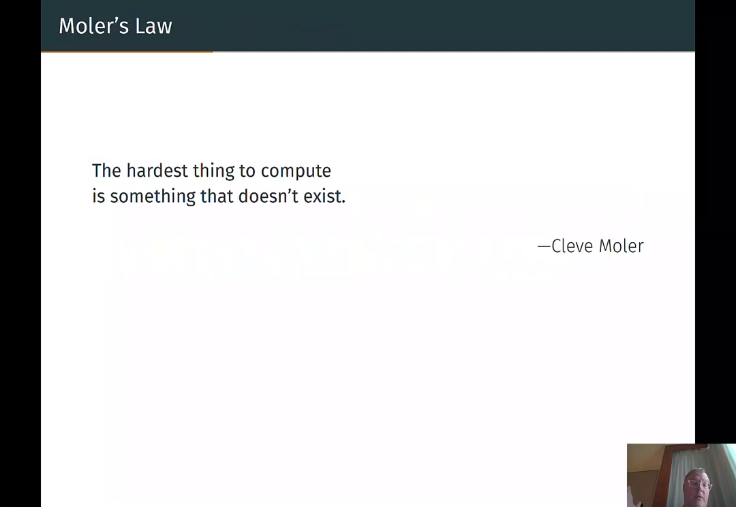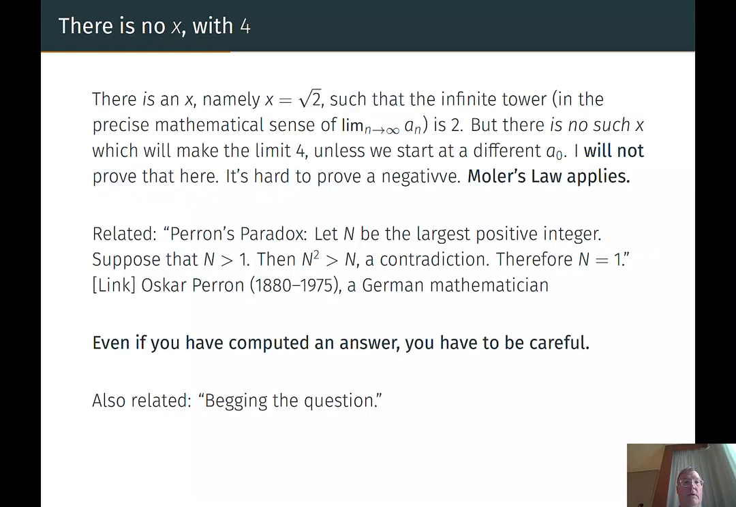Now, at last, we come to Mohr's law. Mohr's law: the hardest thing to compute is something that doesn't exist. And when we analyze that sequence, and we look really hard at that sequence, we find that there is an x, namely x equals root 2, such that the infinite tower is equal to 2. But there is no such x which will make the limit 4.